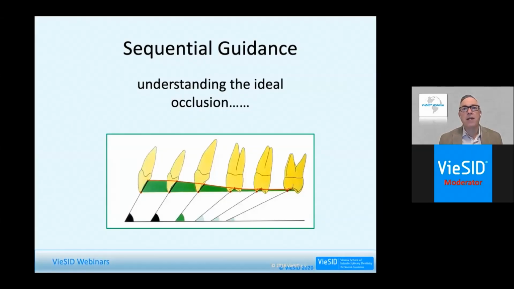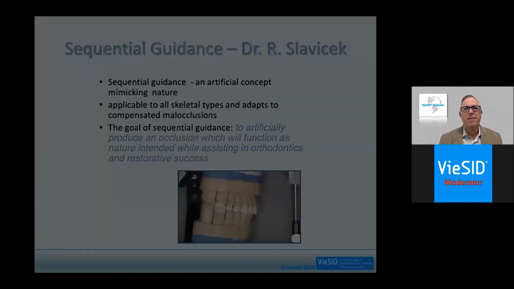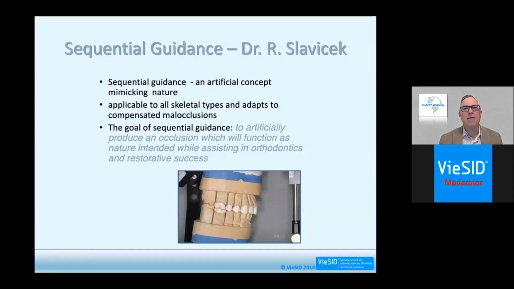The sequential guidance concept actually comes from nature and recognizes the intricate design of teeth with sequentially steeper disoccluding cusps. Understanding this concept allows us to provide optimal function and minimize negative influences on the masticatory organ. So to summarize, sequential guidance is an artificial concept that mimics nature. It's applicable to all skeletal types and adapts to compensated malocclusion. The goal of sequential guidance is to artificially produce an occlusion which will function as nature intended while assisting in orthodontics and restorative success.